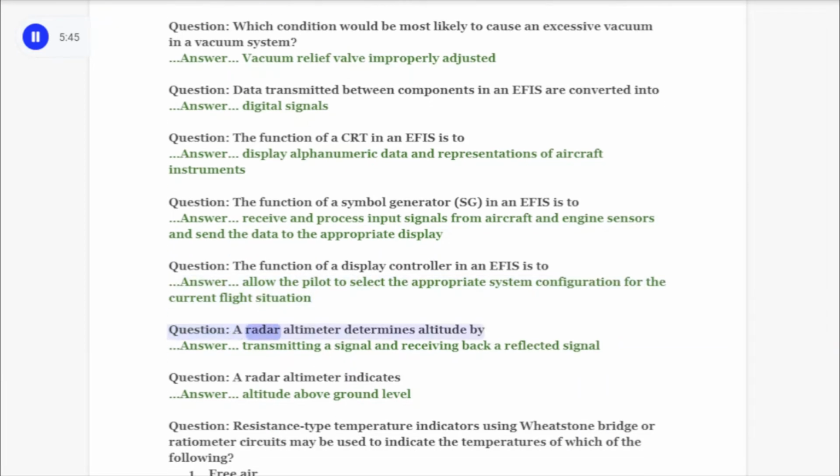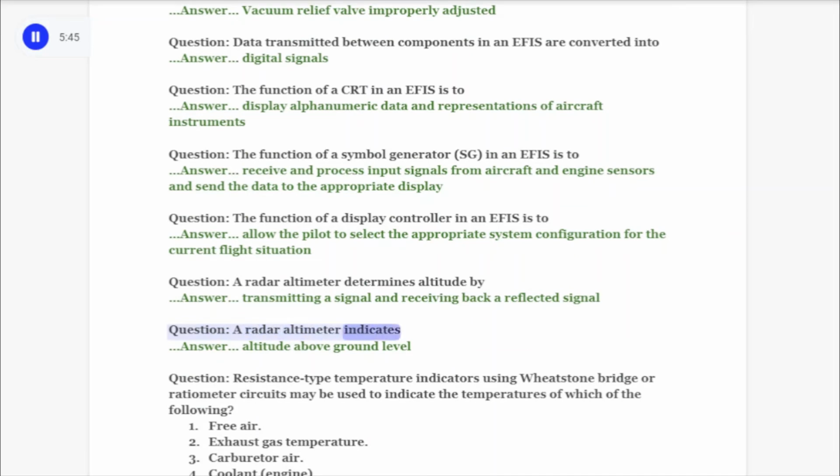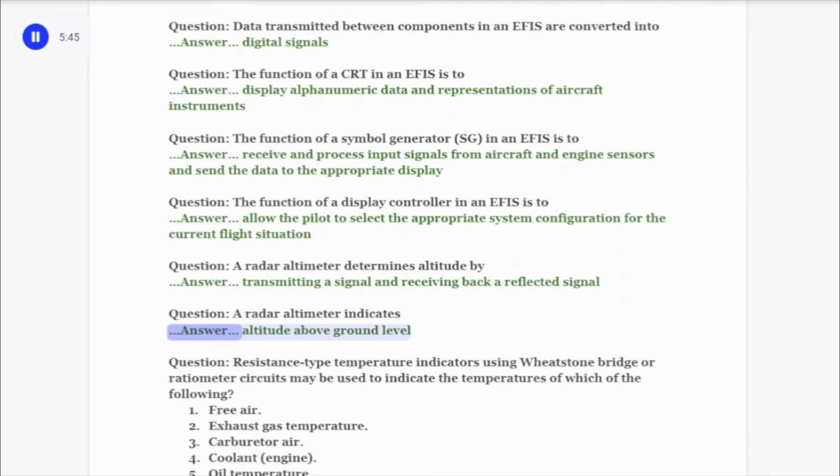Question: a radar altimeter determines altitude by. Answer: transmitting a signal and receiving back a reflected signal. Question: a radar altimeter indicates. Answer: altitude above ground level.